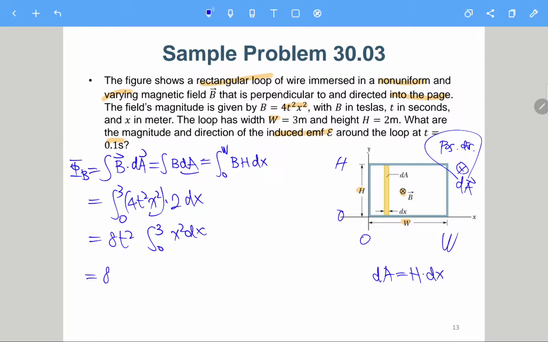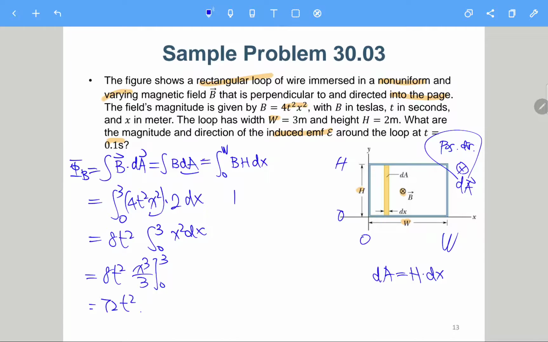So this one is nothing but x cubed over 3 evaluated from 0 to 3. Plug in 3 cubed, which is 27, over 3 is 9, and 0 gives 0, so we have 72t squared. So this is phi B, which is just a function of time.